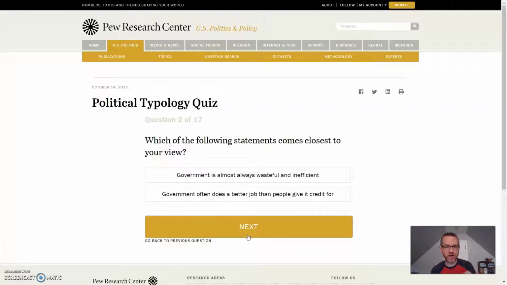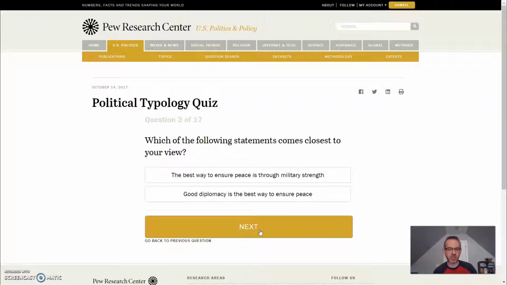Second question, which of the following statements comes closest to your view? The government is always wasteful and inefficient. In other words, the government is always just spending way too much money on stuff it doesn't need to. It's wasting time and money and energy. Or do you think that government often does a better job than people give it credit for? So yeah, people complain about the government, but actually it helps people and it typically does a good job at things. All right, and again, I'm just clicking the top one because I don't want you worrying about me.